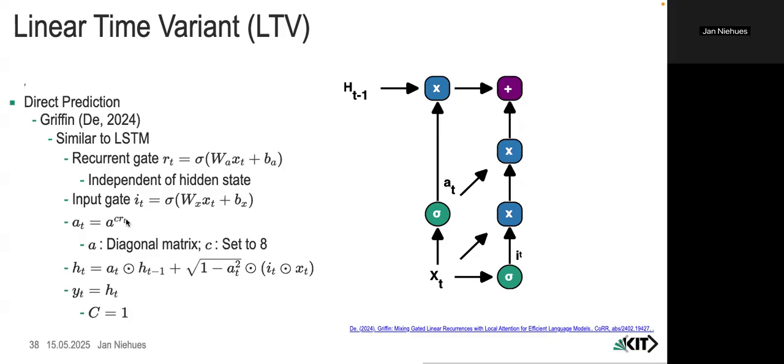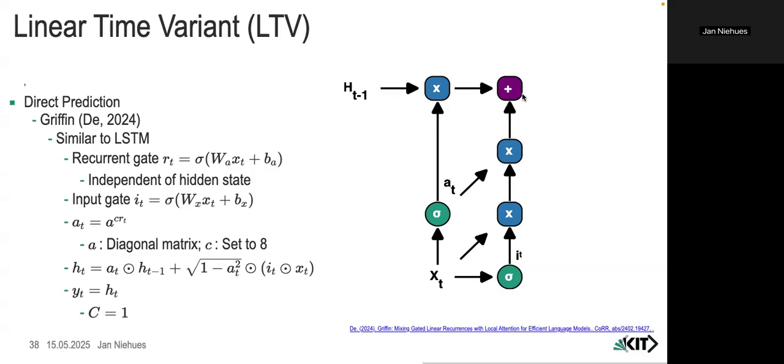Based on our recurrent gate, we are then calculating this matrix AT, which is some diagonal matrix A, whose entries are parameters, to the power of C times RT. So mainly what RT decides is how much you exponentiate this diagonal matrix A. So this is how you parameterize AT. And then for your input gate, you multiply it with 1 minus AT squared again to get your final matrix here, which filters the input, which is then B.